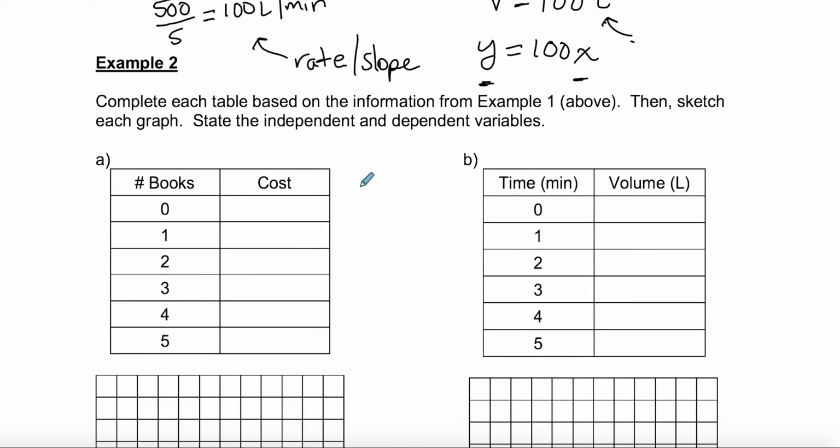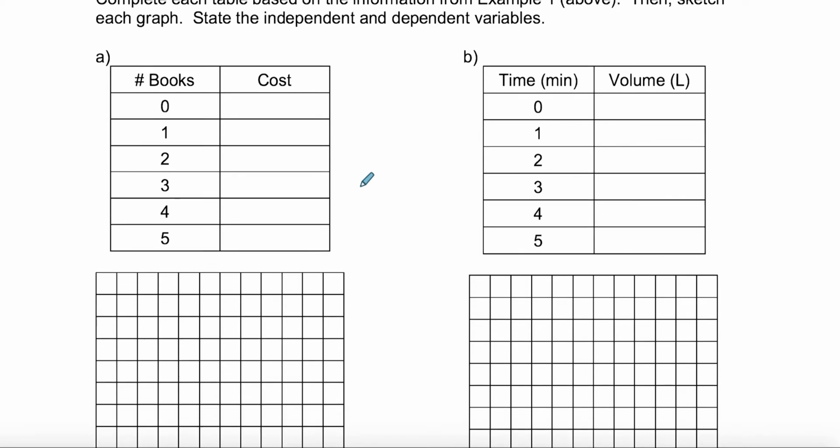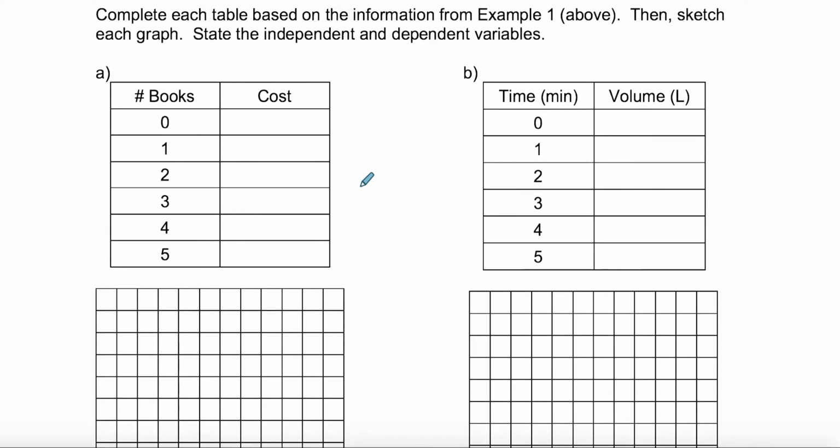So let's look at this. Complete each table based on the information from example 1 above. Then sketch each graph. State the independent and dependent variable. So whatever you come to first would definitely be your independent, and the cost would be your dependent. I think that makes sense, right? Doesn't the cost depend on the number of books you buy? The number of books doesn't depend on the cost; the cost depends on the books. Over here, the volume of water depends on how many minutes have gone by. So the volume is dependent, the time is independent.